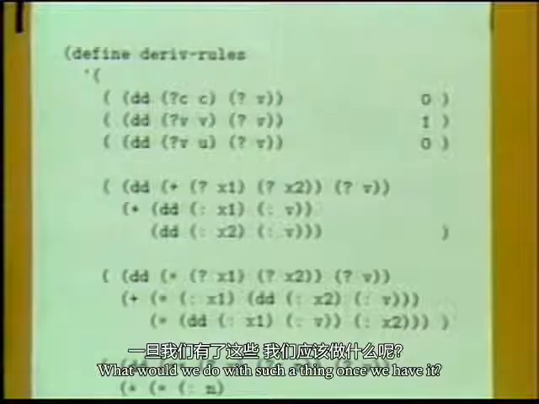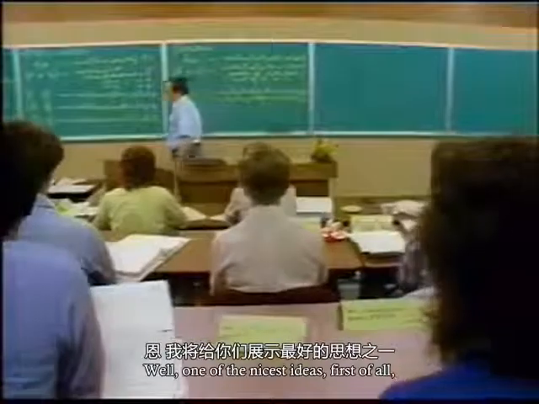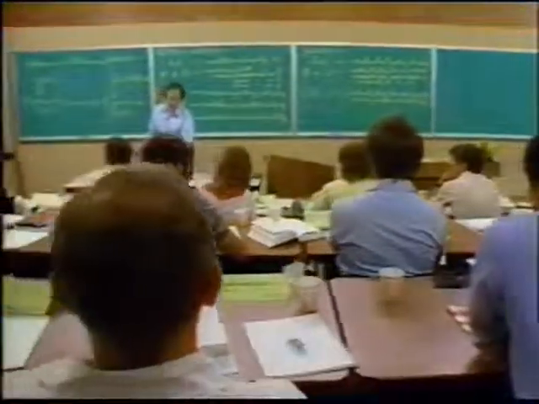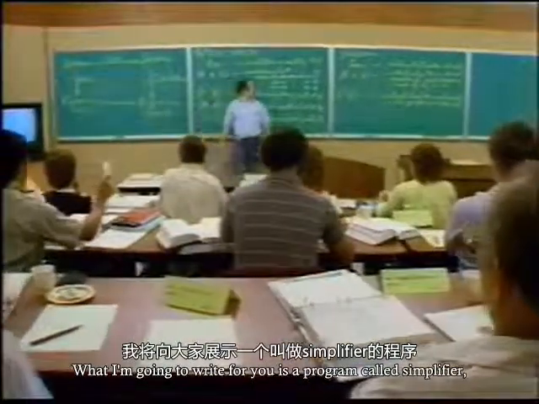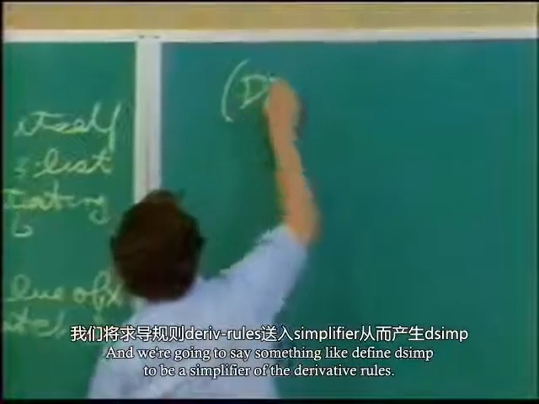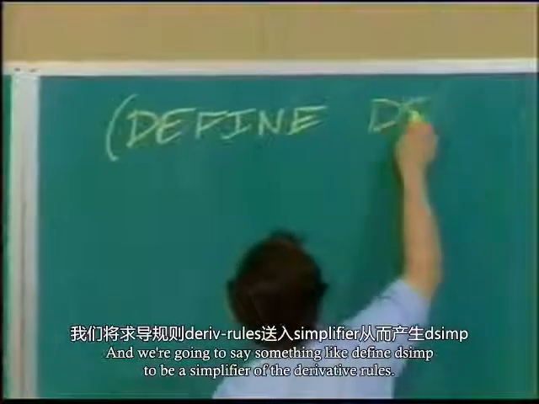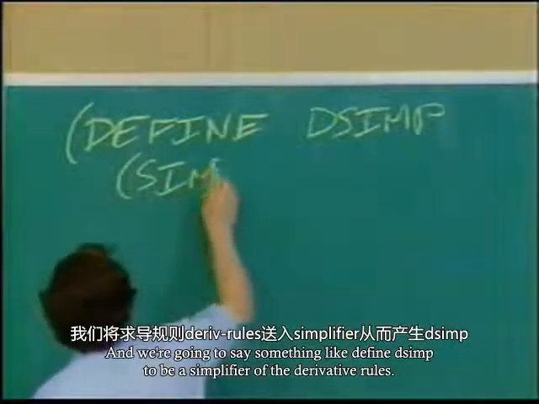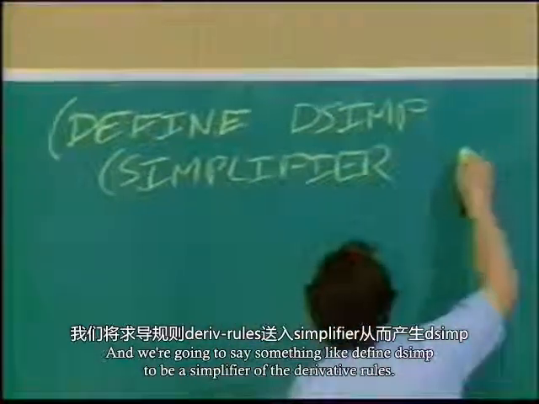What would we do with such a thing once we have it? Well, one of the nicest ideas, first of all, is I'm going to write for you, and we're going to play with it all day. What I'm going to write for you is a program called simplifier, the general purpose simplifier. I'm going to say something like define dsimp to be a simplifier of the derivative rules.